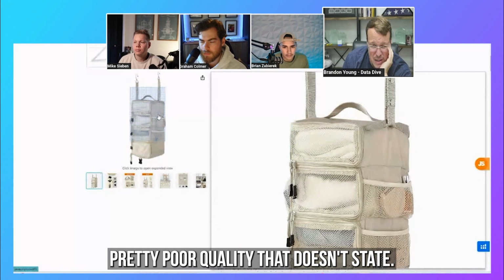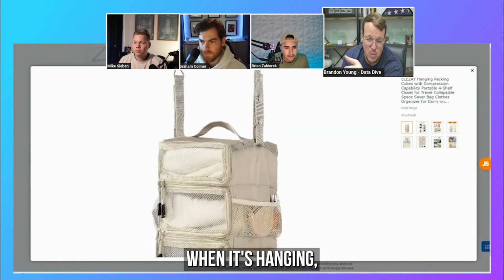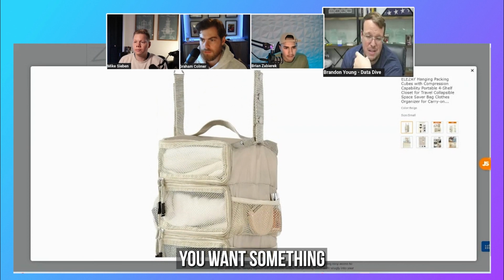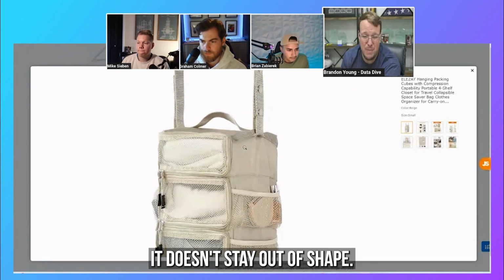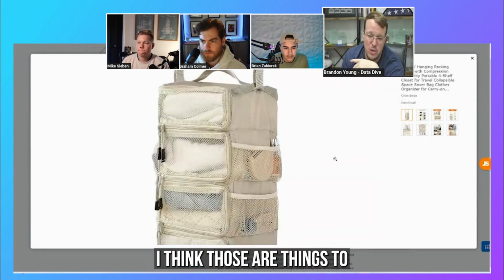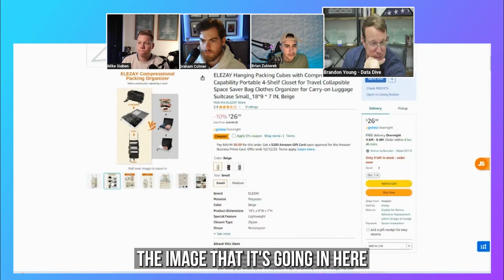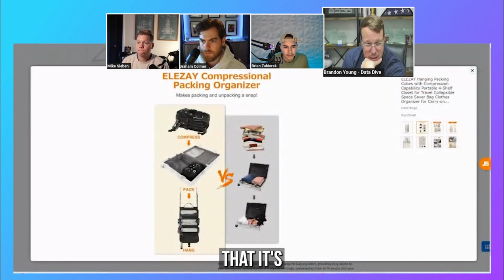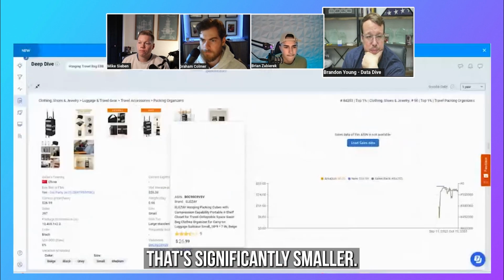It doesn't look like it stays together well, you know, when it's hanging. You want something where the stitching is stronger. It takes a nice shape. It doesn't stay out of shape. It looks good while it's hanging. I think that those are things to keep in mind. And you could tell by the image that it's going in here that it's pretty small. Yeah, it is significantly smaller.